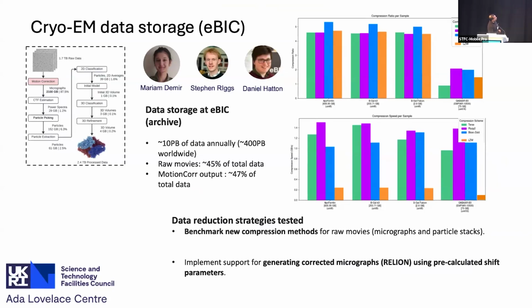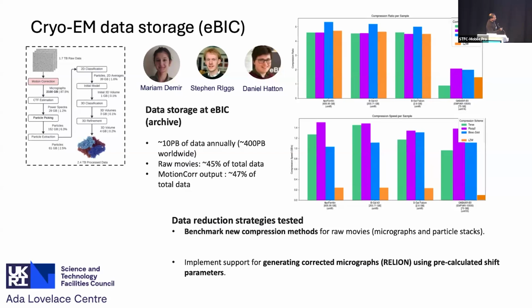And in a typical workflow from Diamond, the raw movies take quite a significant amount of storage. The processed data is roughly 55% of the workflow. This is for an SPA processing pipeline. The question then was, can we think a bit about how and what we store? Can we store the data better? Can we compress the raw movies, for example, in a better format? The motion corrected micrographs account for nearly 47% of the whole data in the workflow. That's quite significant. And then the obvious question is, do we really need to store that in the archive? And can we generate this on demand quickly?